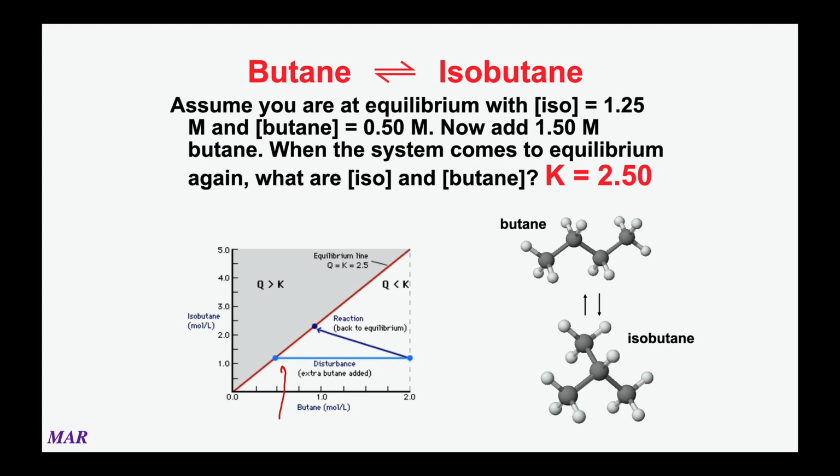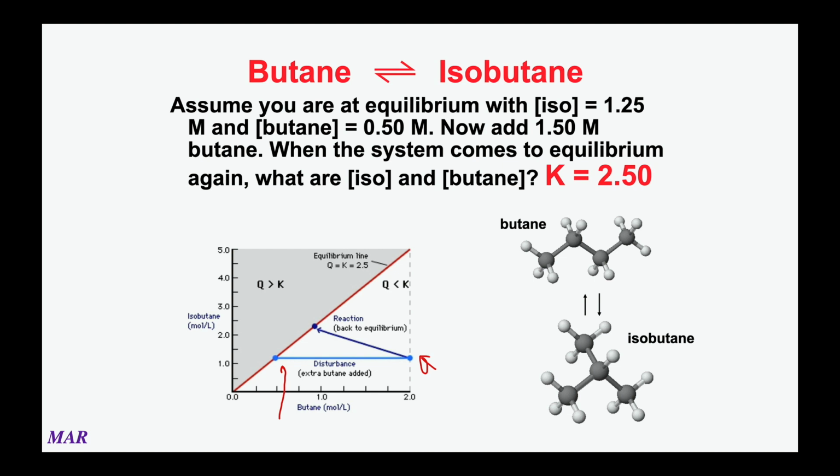Well, all of a sudden now, we've added a whole bunch of butane. 1.5 plus 0.5, you end up with a value over here that's about 2. It's no longer at equilibrium. You're no longer at that slope of 2.5. So what's going to happen in an equilibrium system is the system will adjust to make more isobutane. You're going to end up with a higher value, again, where the isobutane to butane ratio is 2.5.